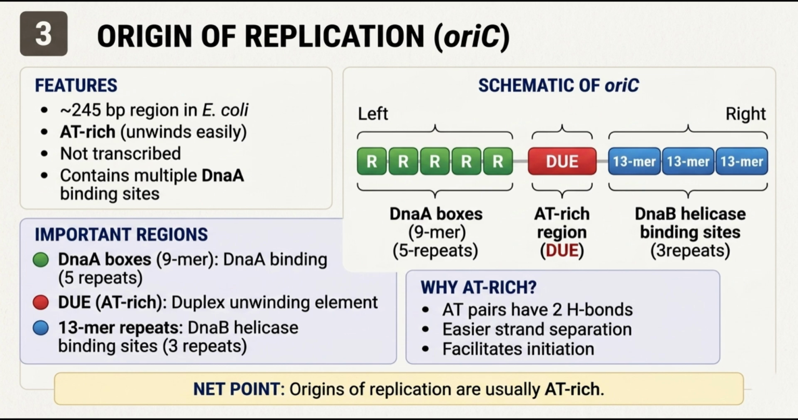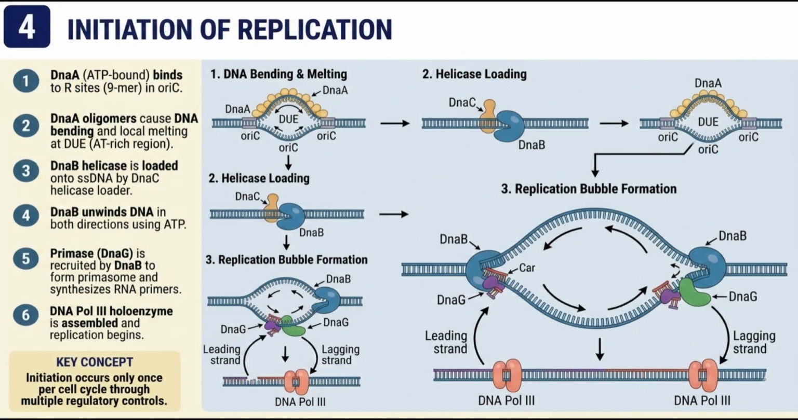Replication initiation occurs through a highly ordered sequence of events. First, ATP-bound DnaA binds to DnaA boxes in oriC. Second, this causes local melting of the AT-rich DNA region. Third, DnaC helps load DnaB helicase onto single-stranded DNA. DnaB helicase then unwinds DNA bidirectionally using ATP hydrolysis.